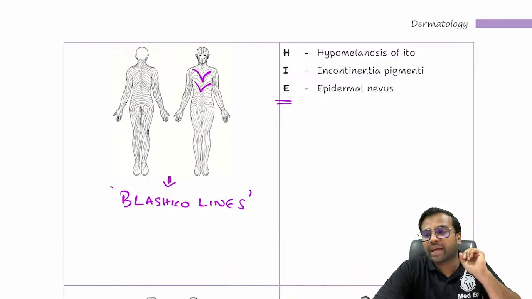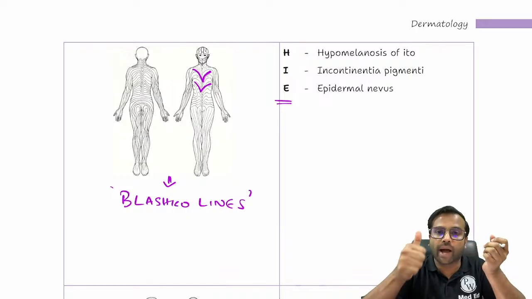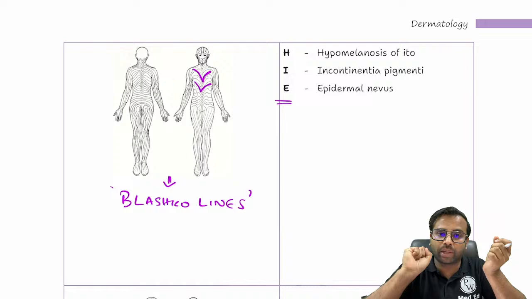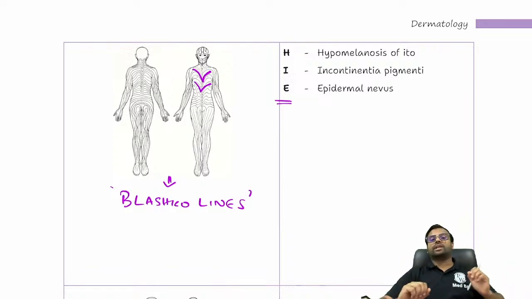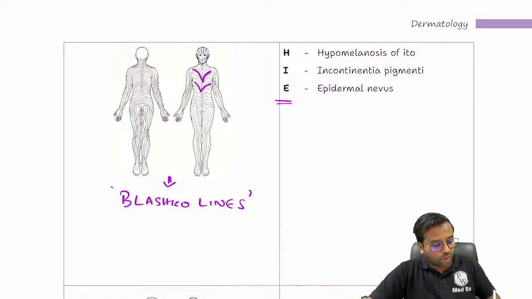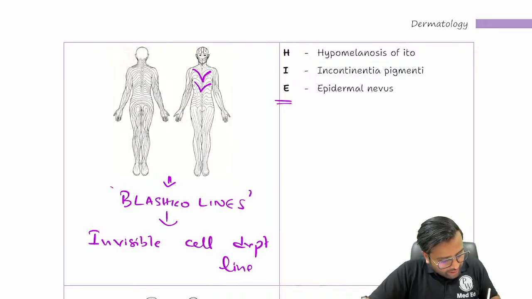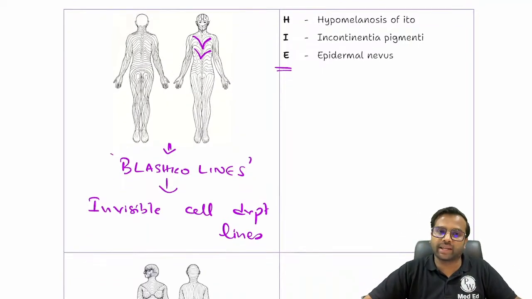So you can remember these lines as HIE. So what is HIE? H stands for hypomelanosis of Ito. I stands for incontinentia pigmenti. E stands for epidermal nevus. So these are the 3 conditions where we can see Blaschko lines over the skin, because otherwise they are invisible cell development lines.